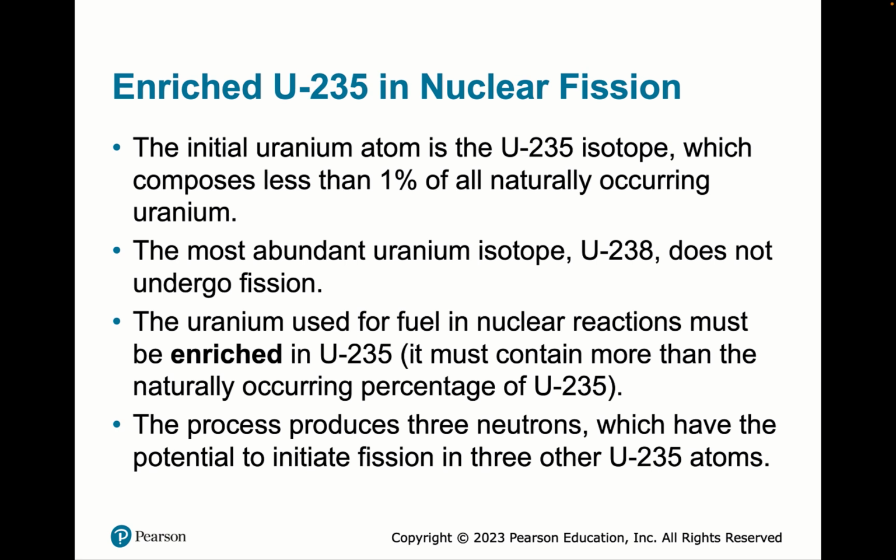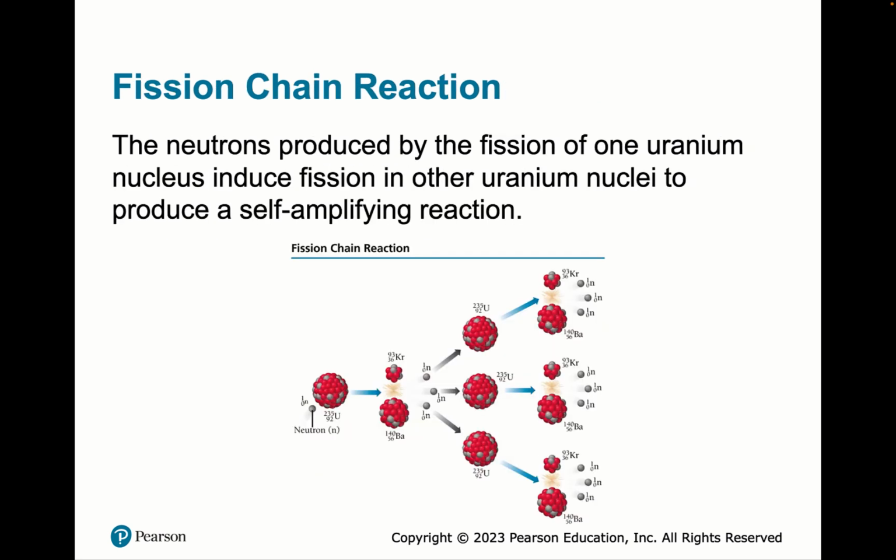So uranium-235 is about 0.7% of naturally occurring uranium. We have to enrich it, and you have to enrich it to a very high amount. And each nuclear reaction produces 2 or 3 neutrons, which then can cause a chain reaction. So it depends on where you're at as far as the enrichment.